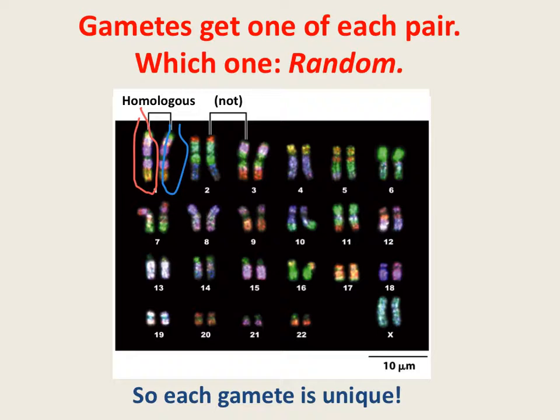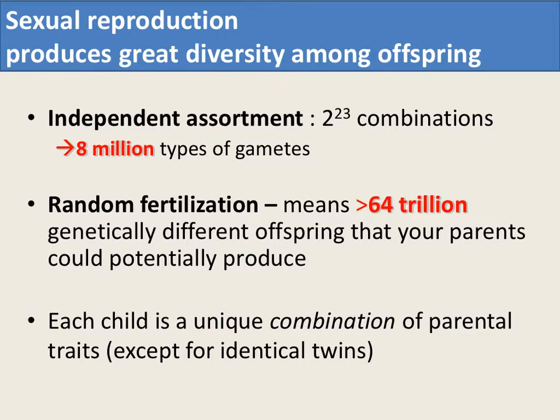In fact, they're going to get a mix because we've got 23 pairs. So which one you get depends. It's just completely random. It's like flipping a coin. So that's one way you get genetic diversity. This is when they separate into single chromosomes for each gamete. For humans, 23 single chromosomes.